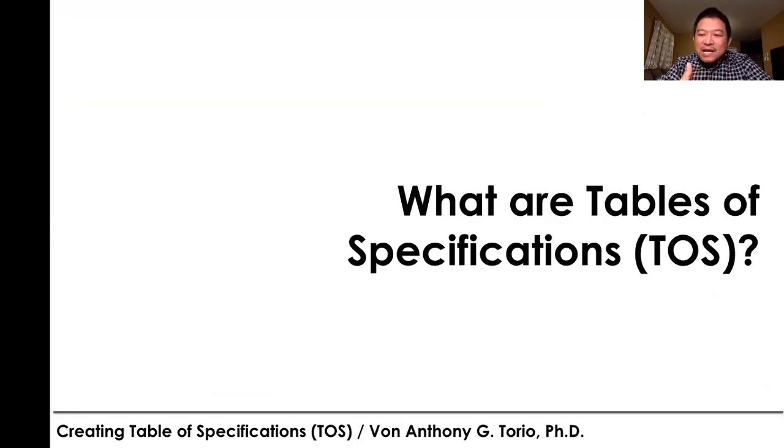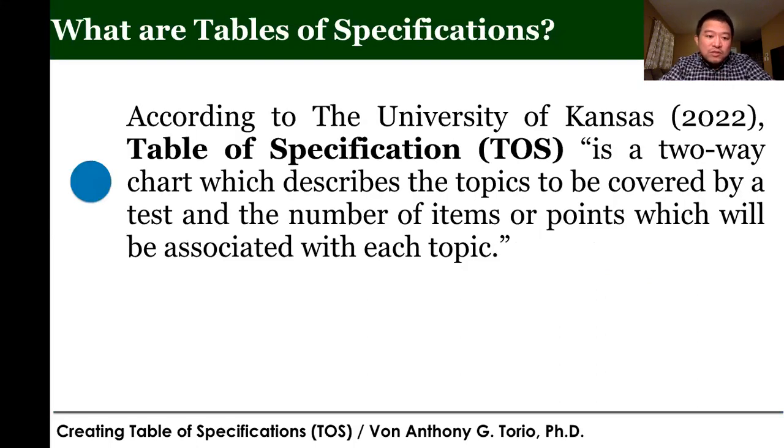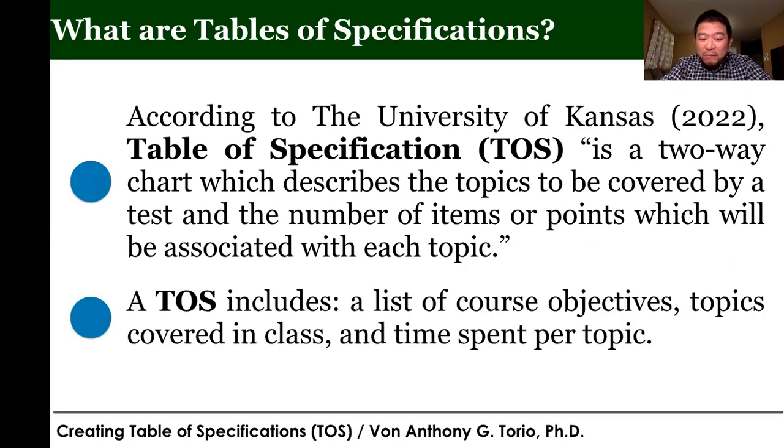Now, let's get to the main topic of this presentation, which is basically table of specification. Let's initially define what tables of specifications are. So basically, according to the University of Kansas, table of specification is a two-way chart, which is basically a table which describes the topics to be covered by a test and the number of items or points which will be associated with each topic. It includes the following: list of course objectives, topics covered in class, and time spent per topic.